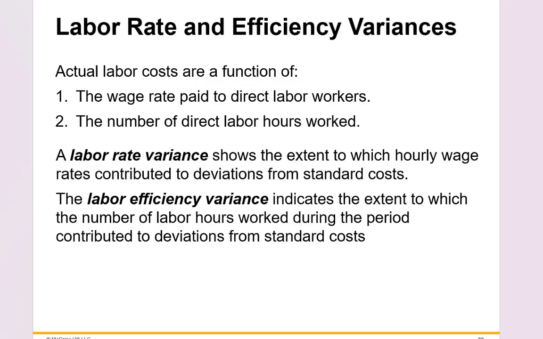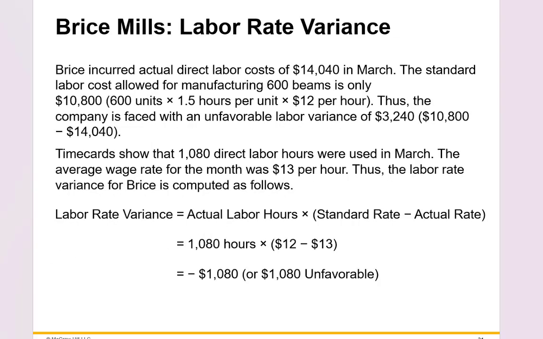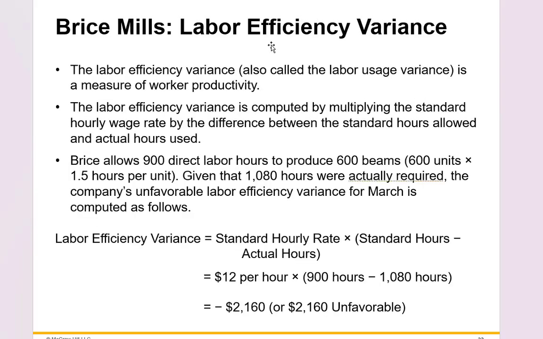The labor rate and efficiency variance. So we now look at the labor. What was the wage rate we actually paid, and how efficient were they? How many hours did they take in each case? They actually incurred $14,040 in March. The standard labor cost allowed for manufacturing beams is only $10,800, so we spent more than we expected to. Thus, the company has an unfavorable variance of $3,240. We spent more than we expected, and now we're going to try to explain why. It's either the rate variance, or on the next slide we're going to evaluate the efficiency variance.